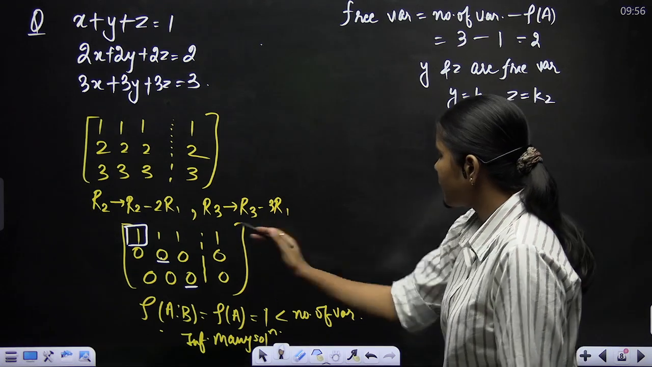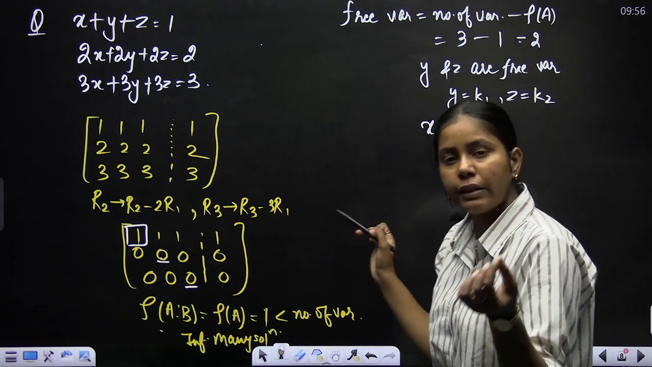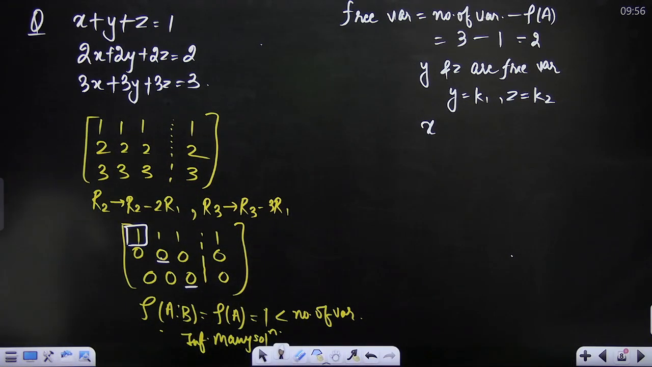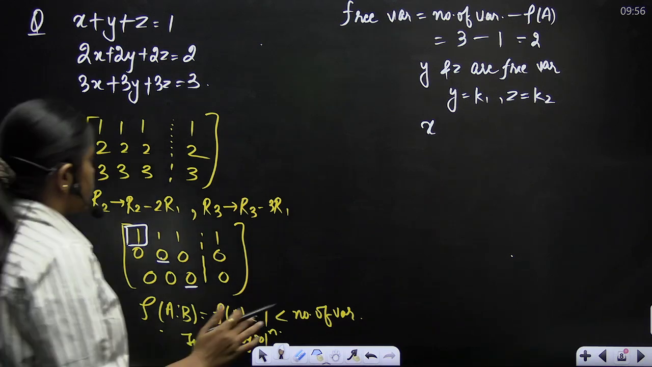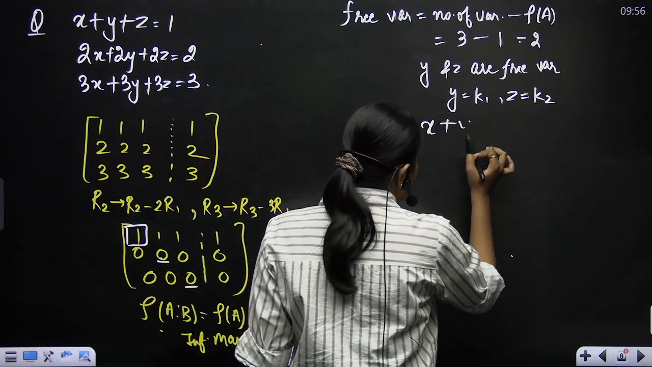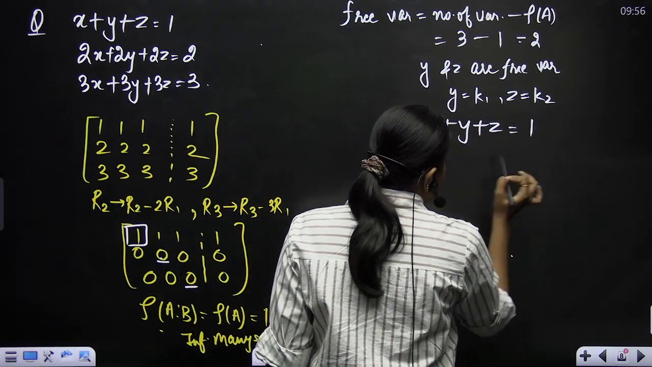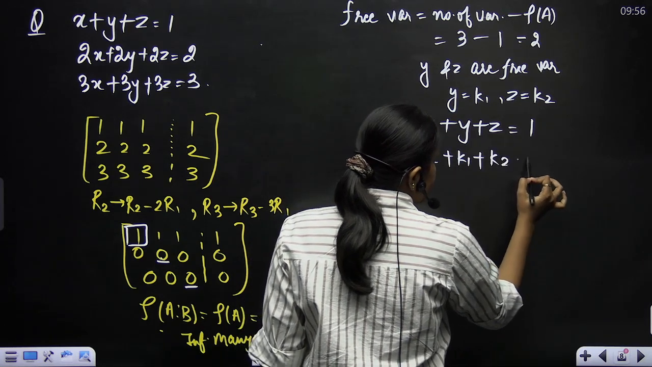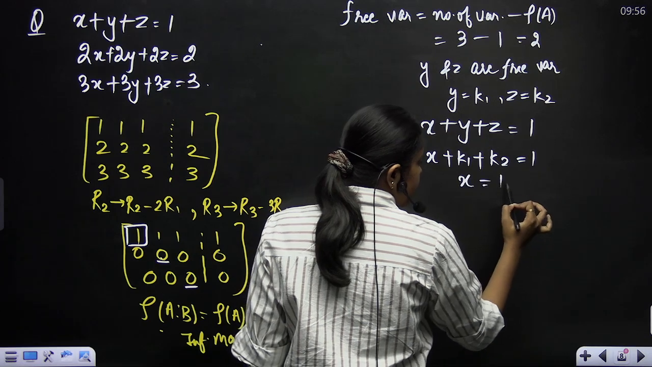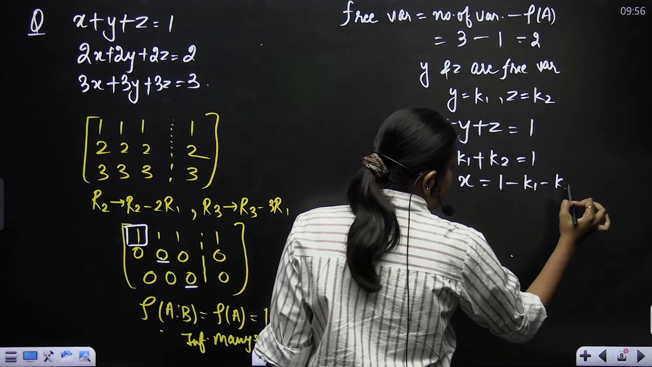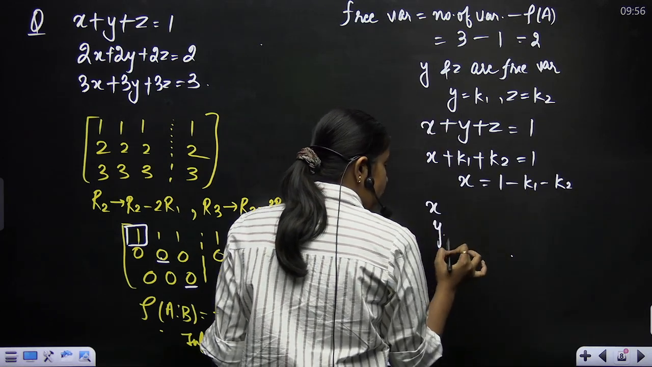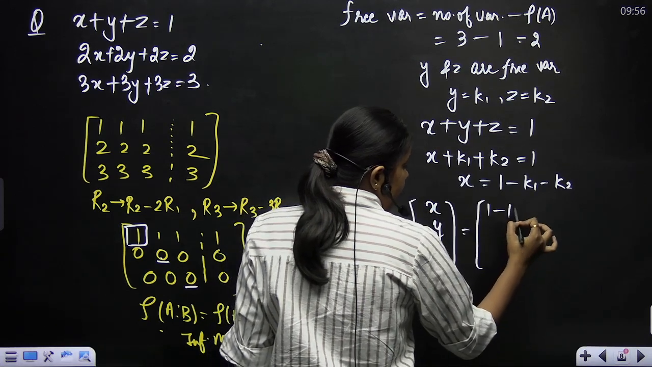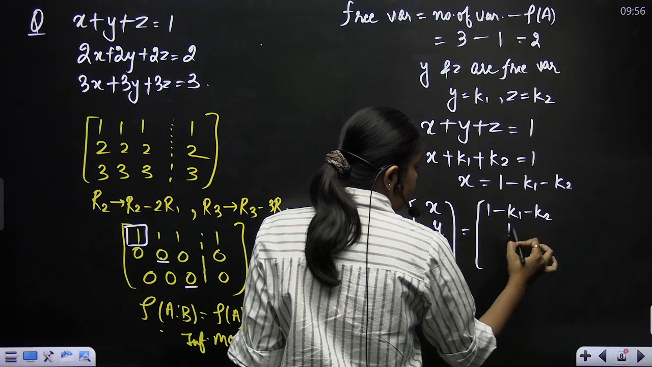Right? The last equation I have here: if these are free variables, I can take any value. I can take K1, I can take K2. I have my choice. So for K1 and K2 I can write anything. So X plus Y plus Z is equal to 1. What would you write down? X plus K1 plus K2 is equal to 1. So what would be the value of X? 1 minus K1 minus K2. So the solution would look like X, Y, Z: 1 minus K1 minus K2, K1, K2.